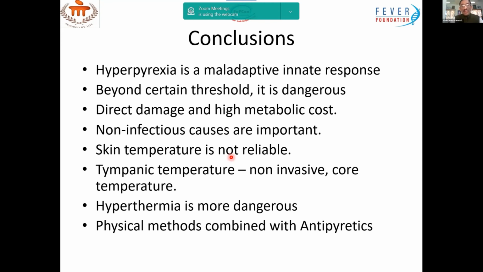Skin temperature, the shell temperature, is not sufficient. We have to go and monitor the core temperature, and we'll be missing a lot of cases of hyperpyrexia if we go by measuring or observing the skin temperature only. Tympanic membrane is one emerging option, which is quite non-invasive, and it can measure continuously the core temperature, which is a challenge when there is rectal temperature. It's very difficult to monitor the rectal temperature continuously. Hyperthermia is much more dangerous than hyperpyrexia, and physical methods combined with antipyretics are the mainstay of treatment for hyperpyrexia.